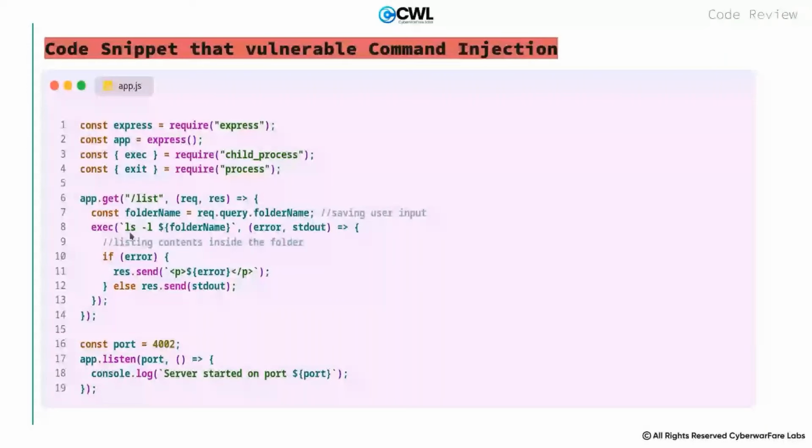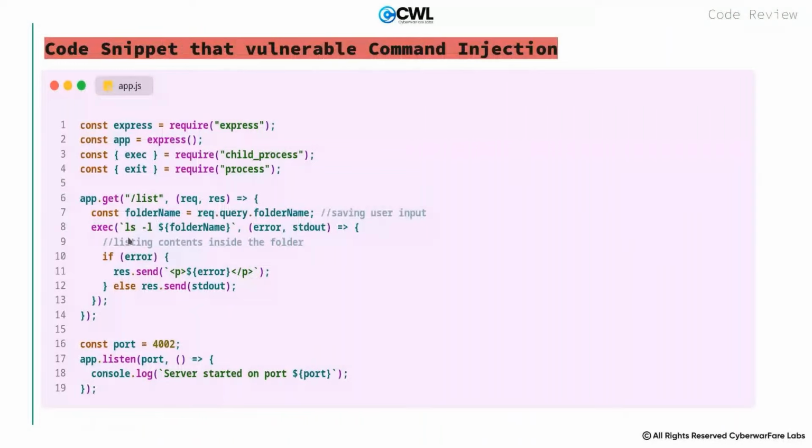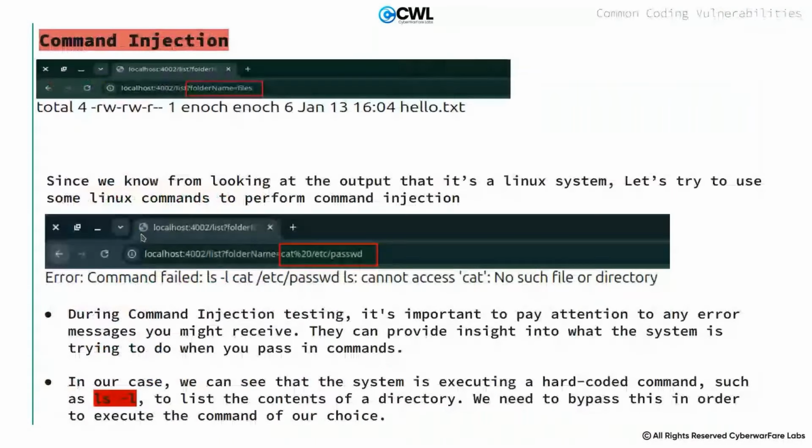We have a directory called files. As you have seen in the previous examples, inside the files directory we have something called hello.txt, and when we give in the files input here, it lists the contents of the folder. We have hello.txt inside the files folder, and it displays right here. We're using a Linux system for this, and that is why, if you look in the code, we have something called ls -l, so it will list out the contents inside the files folder.